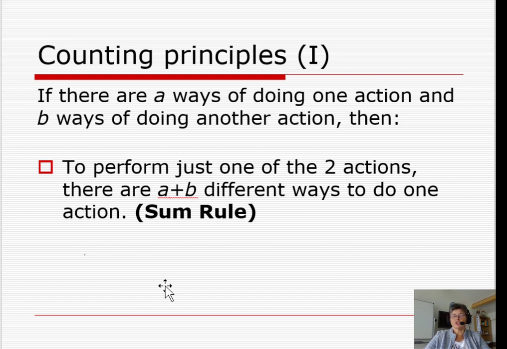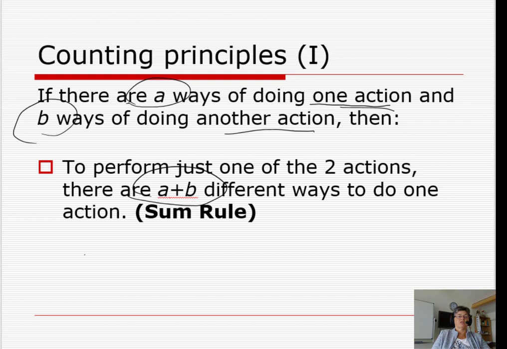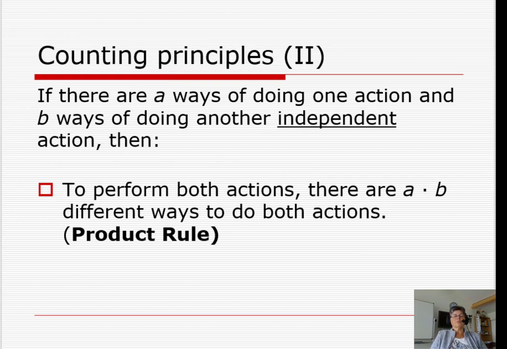And that's in fact just the sum rule. So if you have a choice of doing 2 actions, and you have one possibility of doing the first action in A ways and the other action in B ways, then the total choices you have are A plus B. That's the sum rule. Another simple principle is called the product rule.